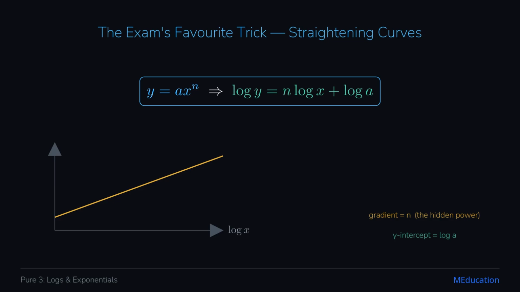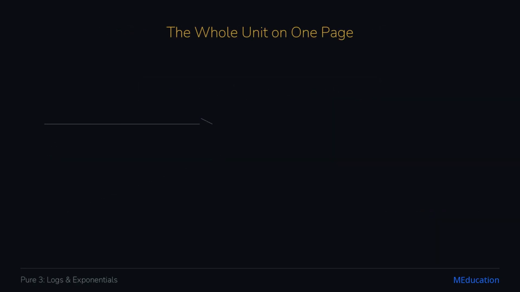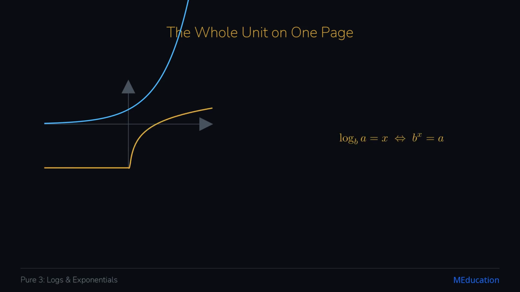So logs do not just solve equations, they straighten curves into lines, and lines give up their secrets without a fight. That is why every data question in disguise begins with the same instinct: take logs. Here is the entire unit as one poster. The big picture. The exponential and the logarithm are a mirror pair, reflected in y equals x, each undoing the other. E to the x is the special self-growing curve, and ln is its partner. Memorize this reflection and half the unit is already yours.